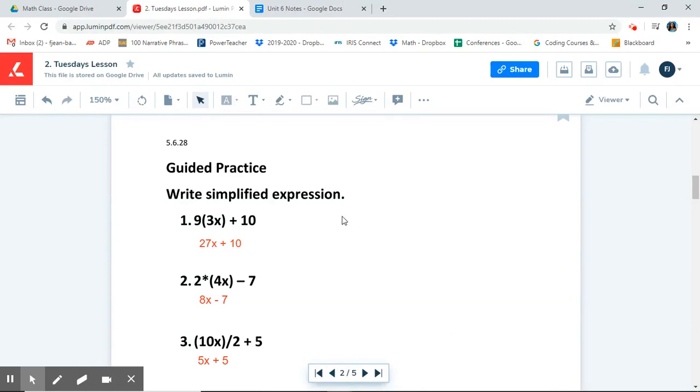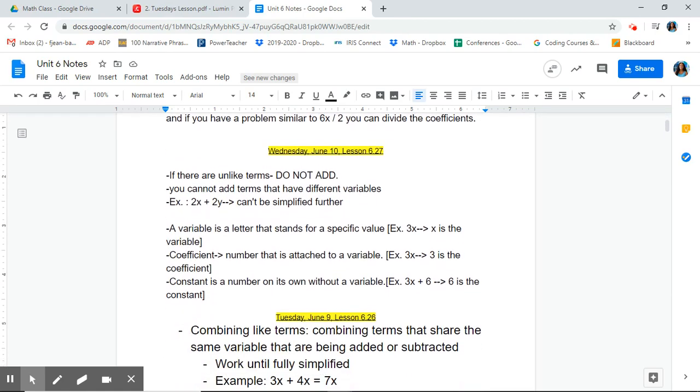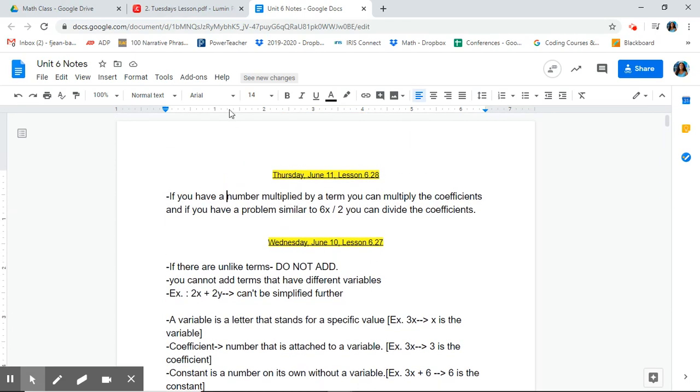Welcome back. So you should have completed your guided practice and your practice problems. Before we go over those, let's go over some notes. For today's lesson, if you have a number multiplied by a term, you can multiply the coefficients. And if you have a problem similar to 6x divided by 2, you can divide the coefficients. Also, make sure to review past notes in order to give yourself a little reminder.